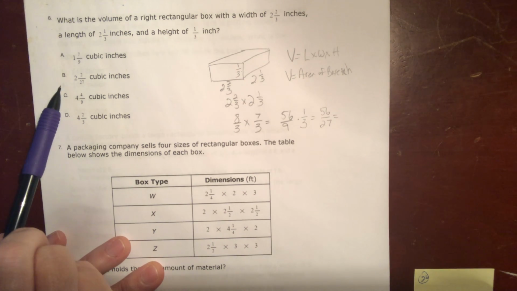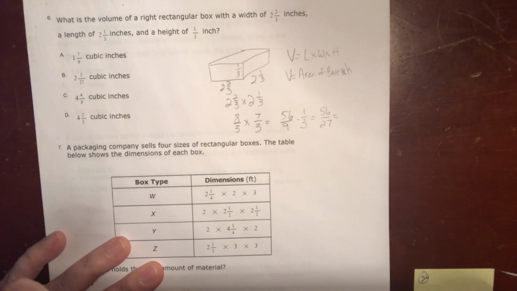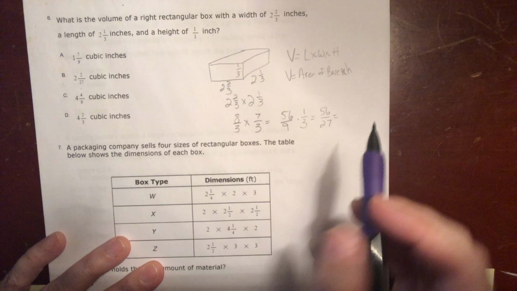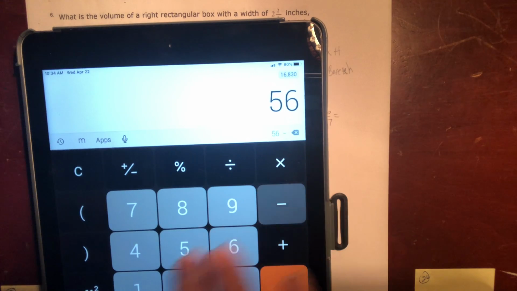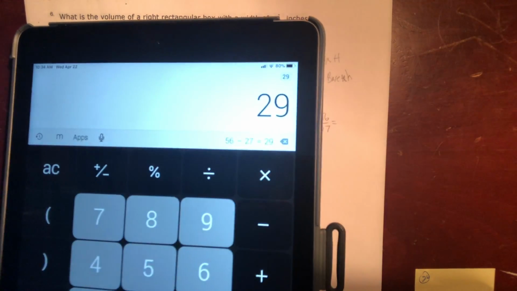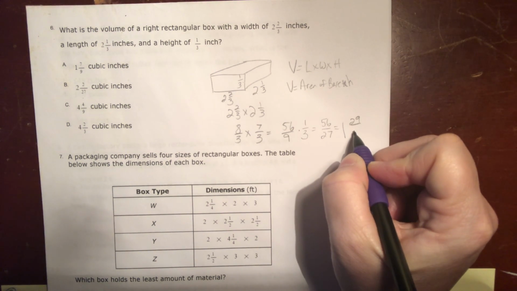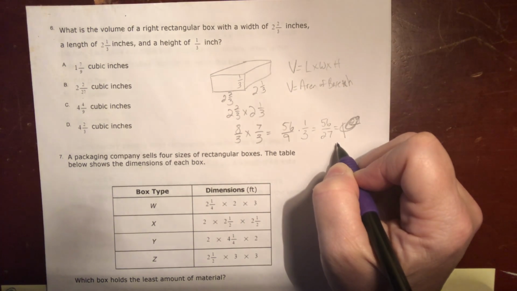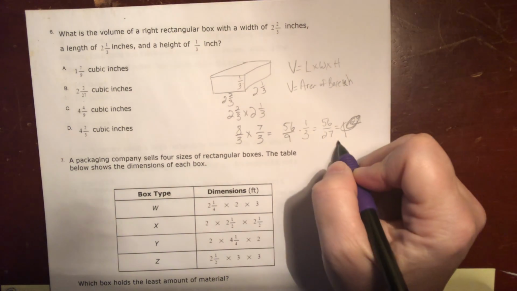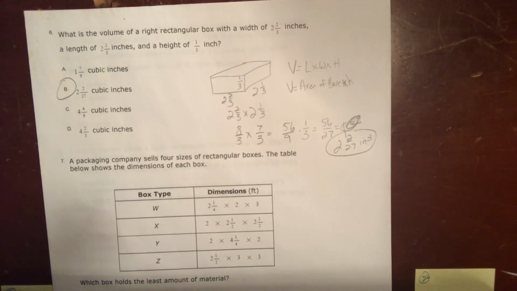So let's look over at our answers here. How many times does 27 go into 56? So I'm going to do 56 minus 27. And I get, not feeling that good about this answer here. Oh, so I need 2 of those. 2 and 2 27ths. And that's right here. And let me check the answer. 6 is B. We got it right.